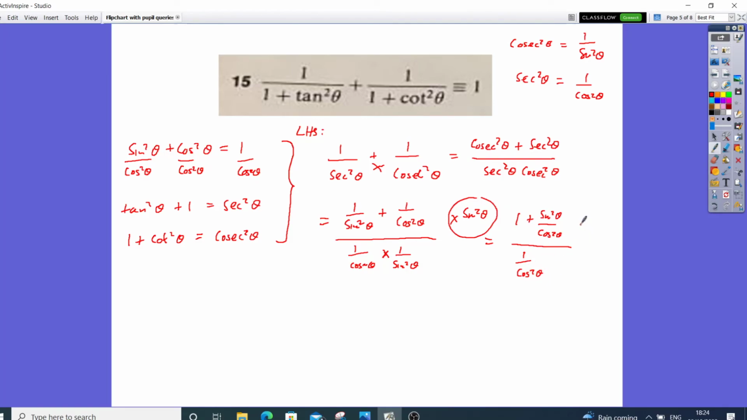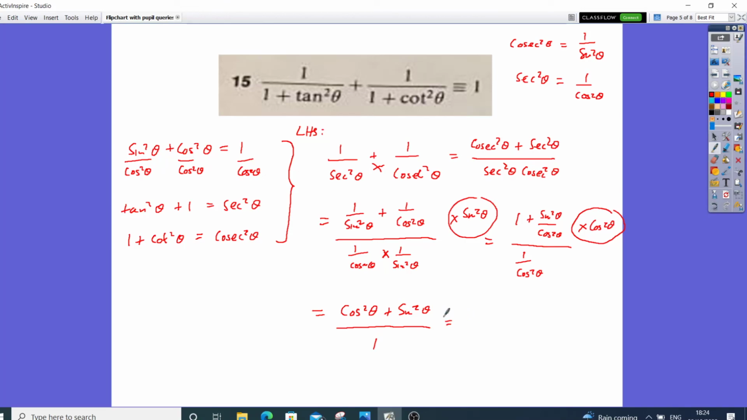Now I'm going to times everything by cos squared theta. So this is where the magic's going to happen. 1 times cos squared theta is just going to end up as cos squared theta. So sine squared theta over cos squared theta, when I times that by cos squared theta, that's going to cancel with this denominator, and you're just going to end up with sine squared theta. And 1 over cos squared theta times cos squared theta is just going to end up as 1.